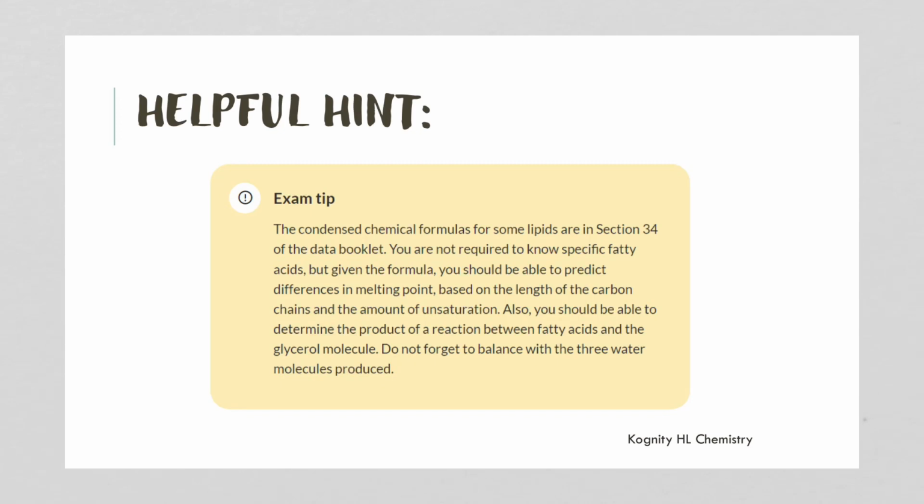So our textbook has a helpful hint. The condensed chemical formulas for some lipids are in section 34 of the data booklet. You don't need to know specific fatty acids, but if you're given the formula, you should be able to predict their differences in melting point based on both the length of the carbon chains and the amount of unsaturation. So if it's saturated, it's going to be solid, and the longer it is, the higher the melting point. And then the more degrees of unsaturation there is, the lower the melting point.